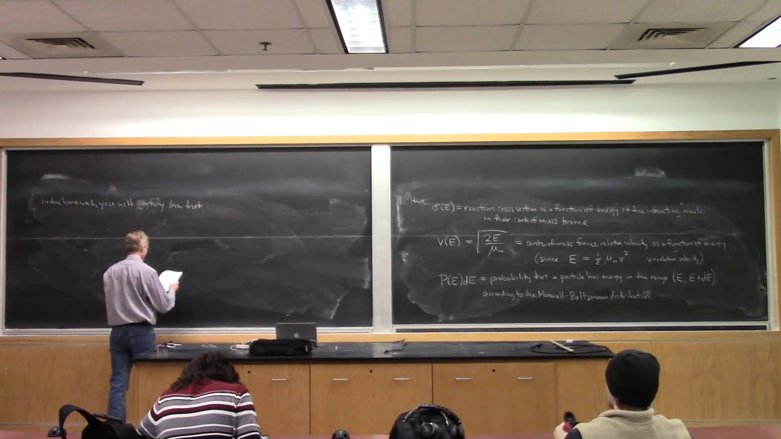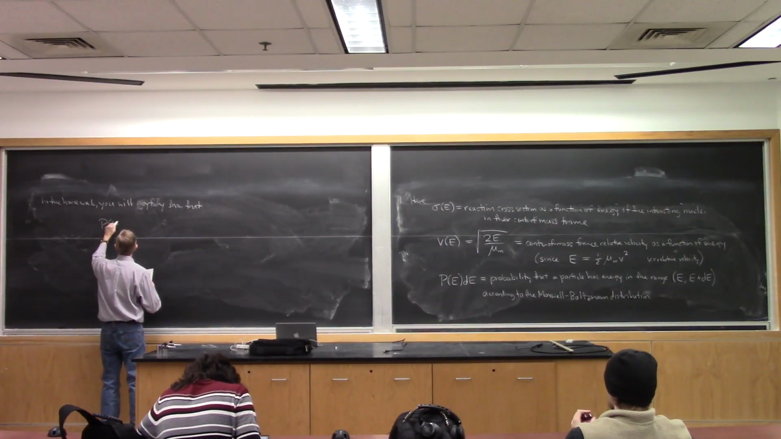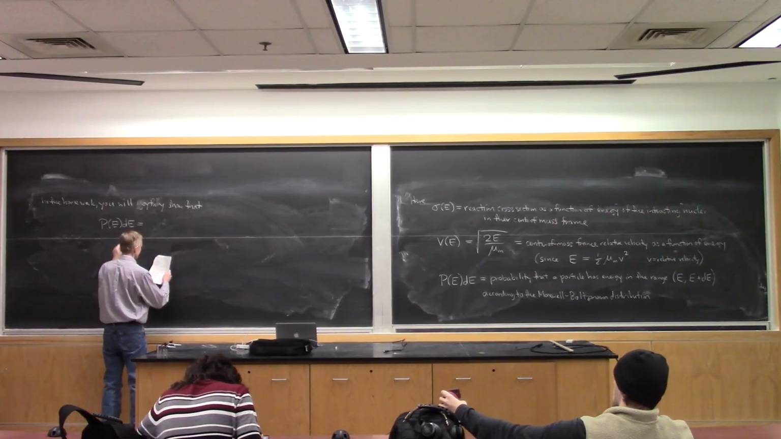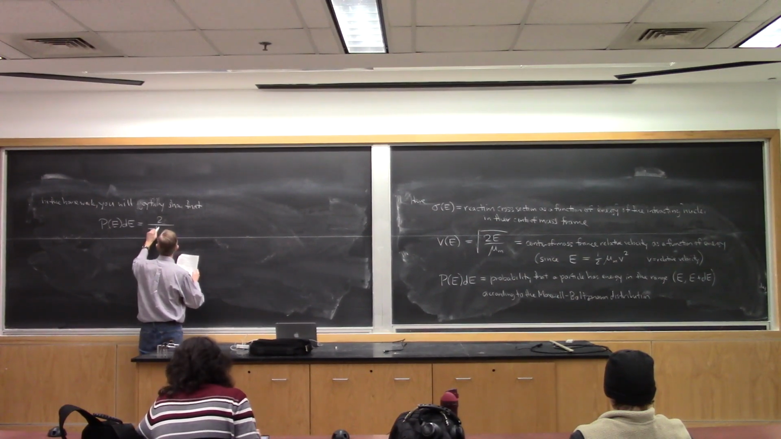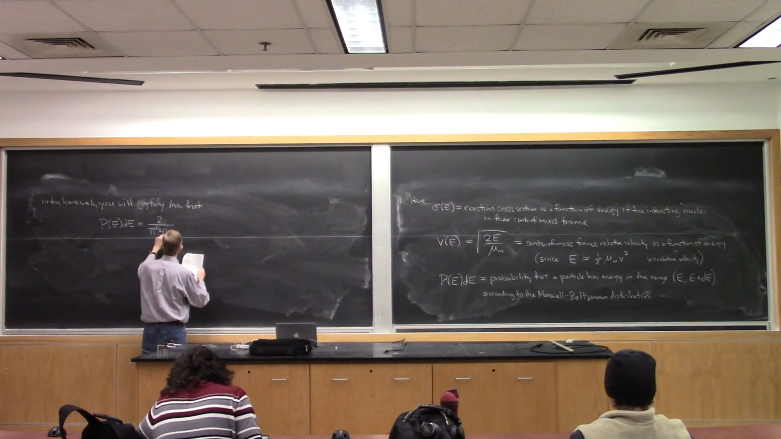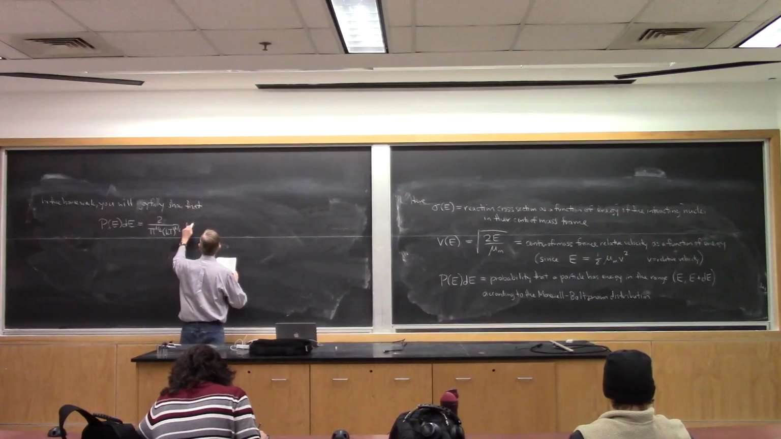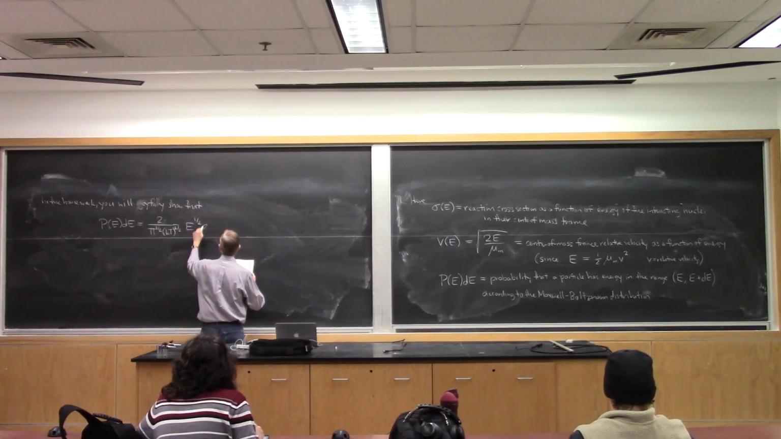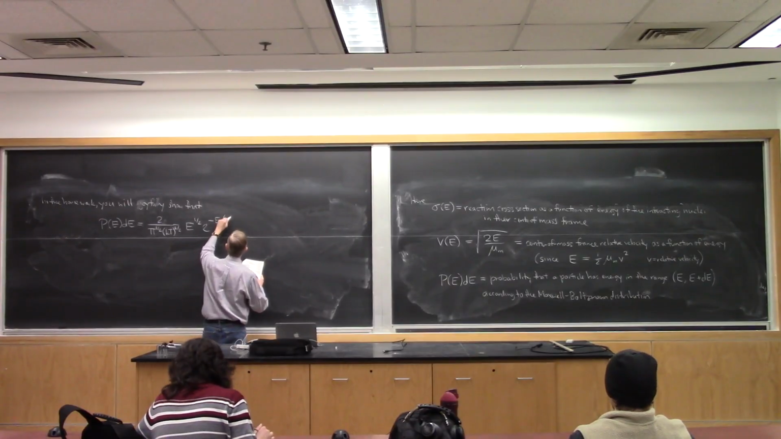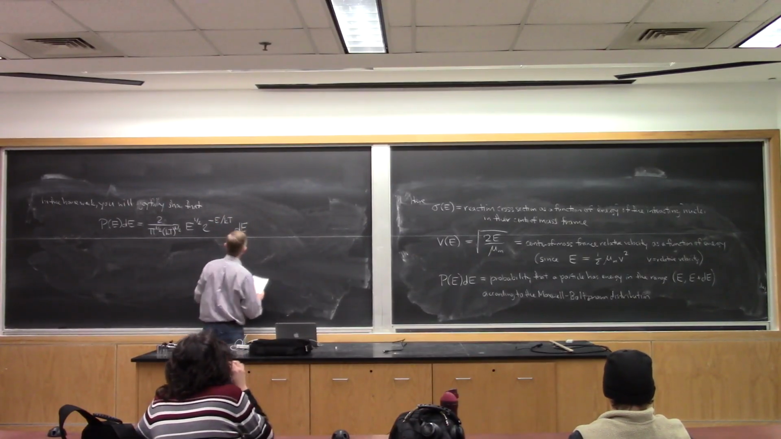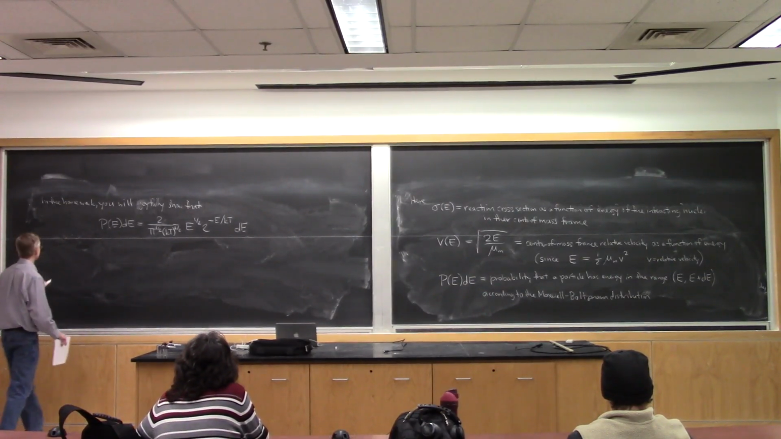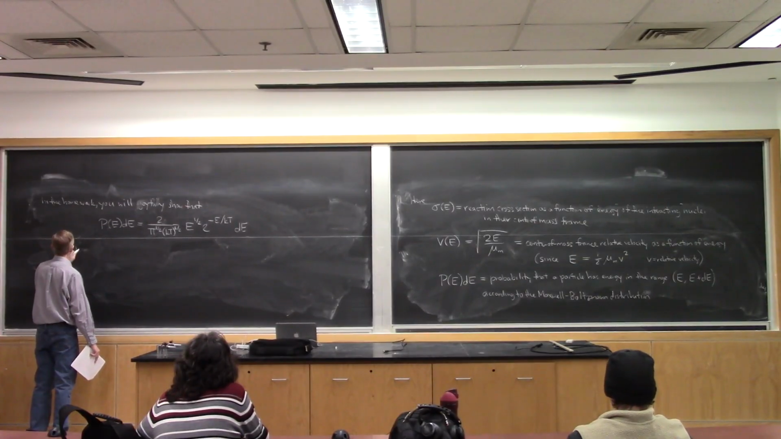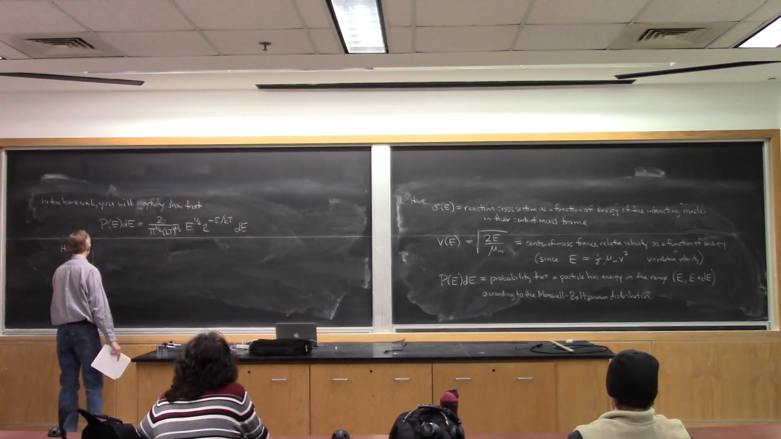that P of E dE is equal to 2 over pi to the 1/2 power times kT to the 3/2 power, still down in the denominator, E to the 1/2 power e to the minus E over kT dE. Hint. And what's the approach here?